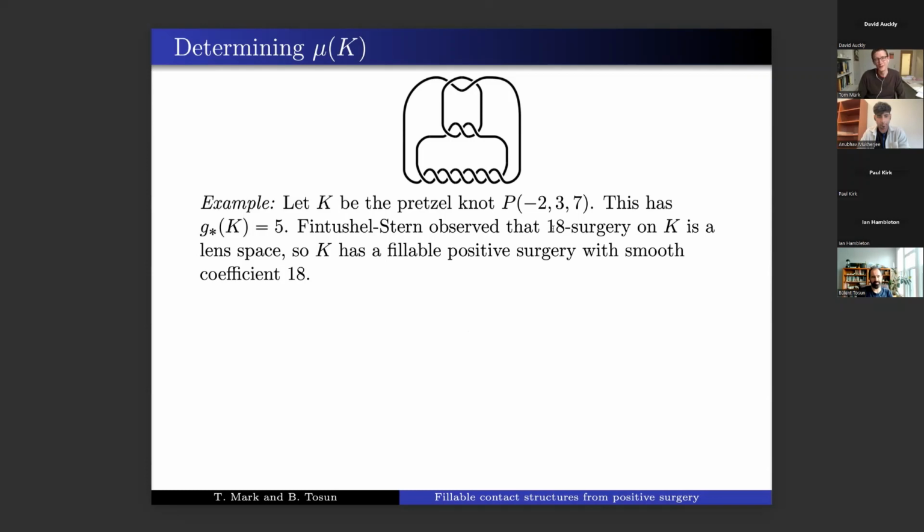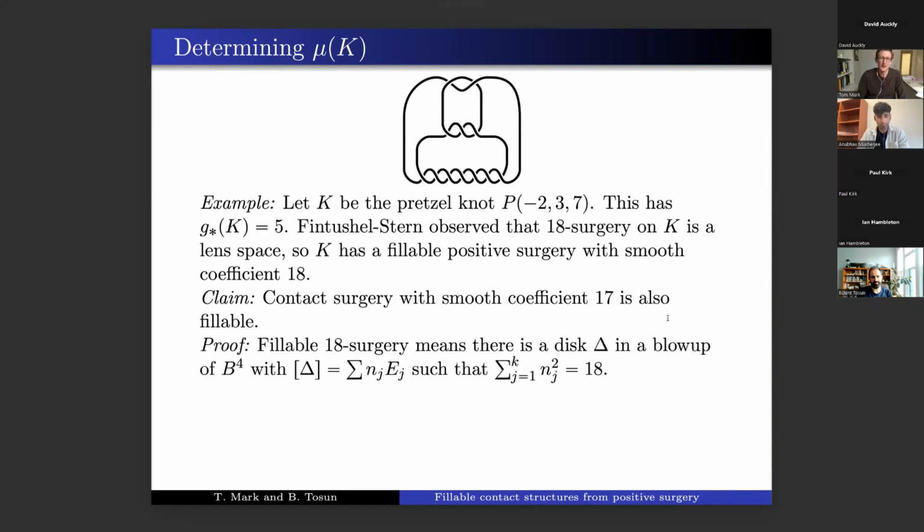Okay, so that means that it has a fillable positive surgery, and you could take the smooth coefficient to be 18. That's already less than 4 times the slice genus. But you can still ask what the smallest fillable positive surgery is. So I claim that 17 surgery is also fillable on this guy. So it's just a fun game.